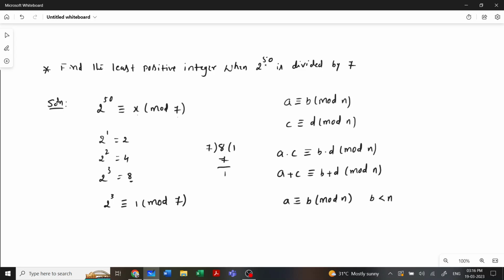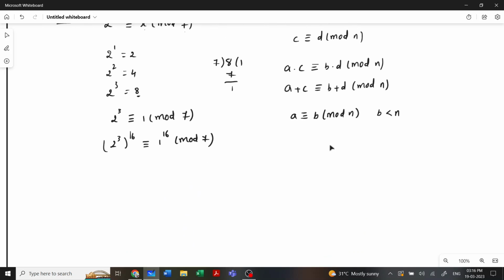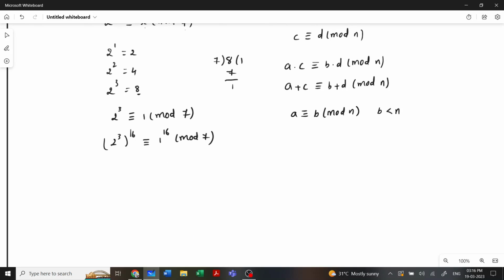Now I want 2 to the power of 50. You multiply the number 3 such that it should be nearer to 50. So that is 2 to the power of 3 to the power of 16, that is 2 to the power of 48, and is congruent to 1 to the power of 16 in mod 7. So this gives 2 to the power of 48 is congruent to 1 to the power of 16, which is 1, in mod 7. This I will take as equation 1.